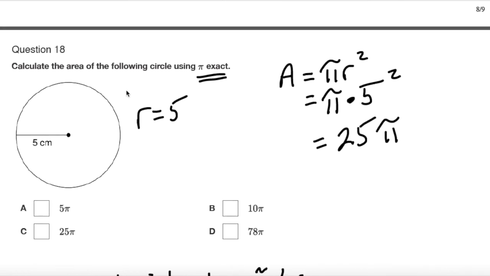Question 18, find the area of the following circle using pi exact. Pi exact was when we don't substitute any value in for pi, we just keep the pi symbol there because we need it. We just haven't put 3.14 in for it. So we keep this pi symbol here, 5 squared, and then we put it how it should be written algebraically.